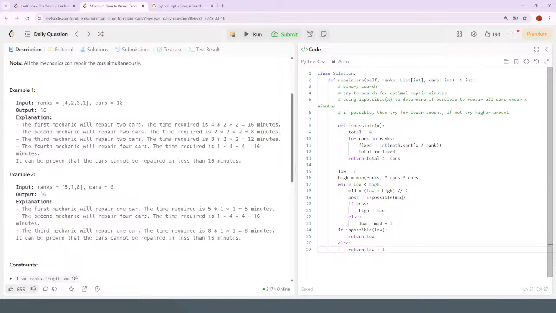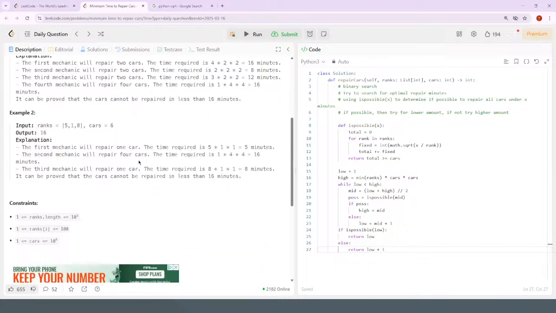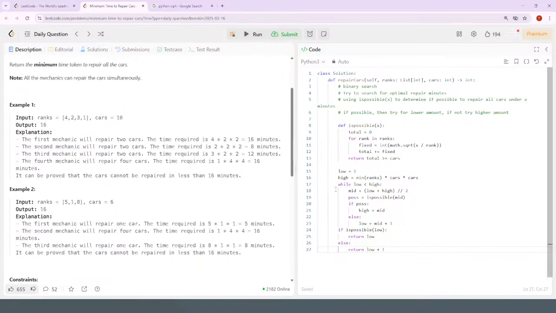If it's possible to do it in some number of minutes, you want to try for a lower amount. So you go down. But if it's not possible, then you go higher. Yeah, okay. I think this works. Low amount should be at least 1 minute. Yeah.